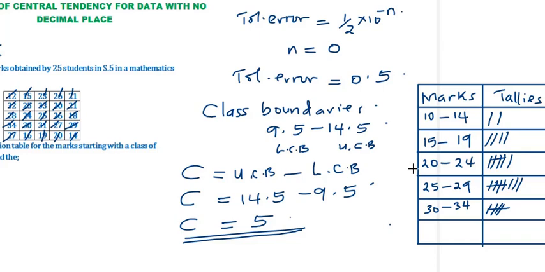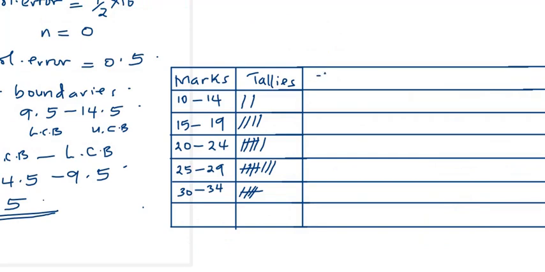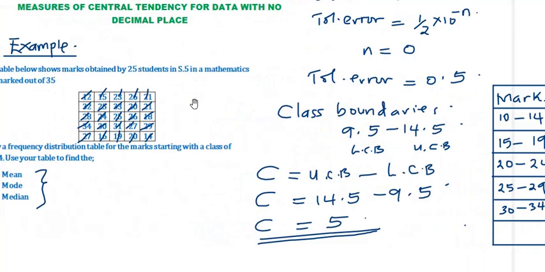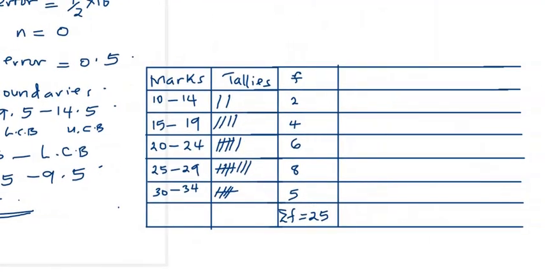So having come up with the tallies, we are now going to create a column of frequency. So we put here a small f, which denotes the frequency, and then we just start counting the tallies. So we have here 2, 4, 6, 8, 5. If we add all of them, that means we are getting summation f. Summation f should add up to 25, because they told us that there are 25 students in Form 5.